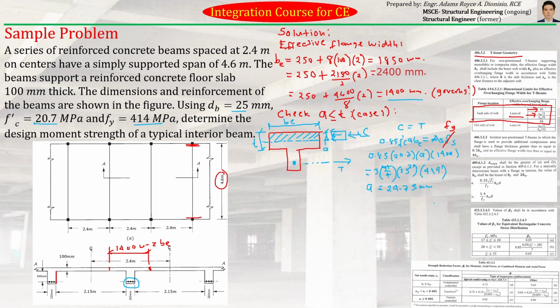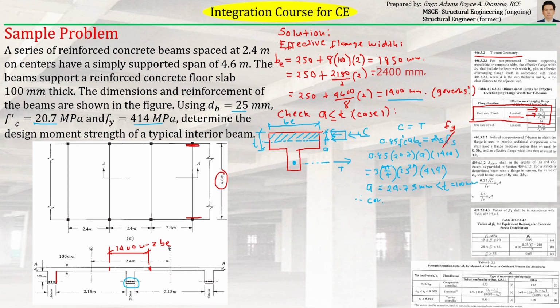So, obviously, with that, we can assume na yung T-beam natin is not actually a T-beam. I mean, hindi siya nagre-require na i-analyze natin siya as T-beam. But, pwede natin siyang i-analyze as parang lang, singly reinforced beam lang. Okay? That is obviously less than T, which is equal to 100 mm. So, therefore, confirm.